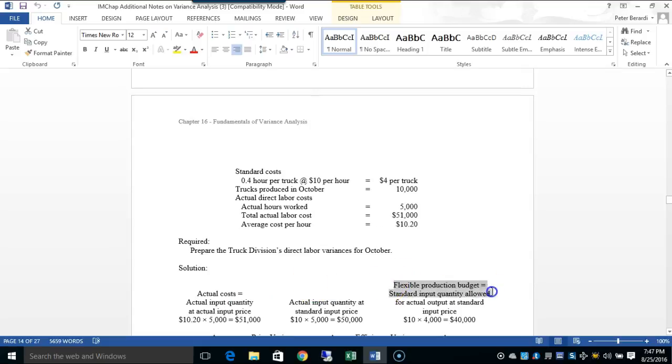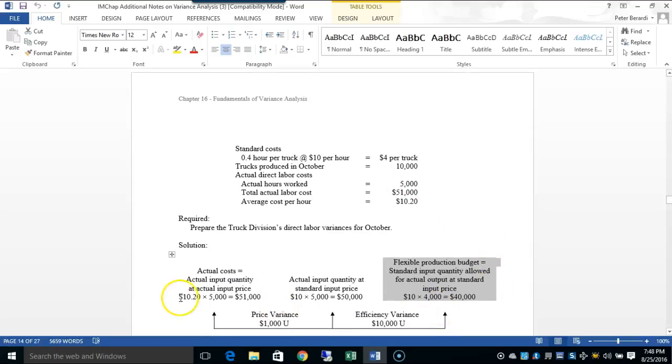Now let's figure out our flexible budget side. We are told that direct labor is $10 per hour, so our standard price is $10. But we have to figure out how many hours we should have incurred producing 10,000 trucks. If it takes 0.4 hours to produce one truck, then it takes 4,000 hours to produce 10,000 trucks. We should have only incurred 4,000 hours to produce 10,000 trucks, but we actually incurred 5,000. So we're going to have a quantity variance.